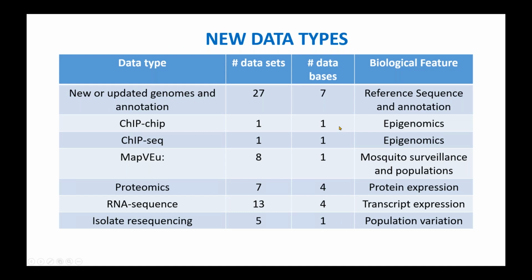The 62 data sets that we integrated spanned about 7 data types. There were 27 data sets that had new or updated genomes or annotation, 1 ChIP-chip, 1 ChIP-seq. Our VectorBase map view tool received 8 new data sets. And we had some proteomics, RNA sequencing, and isolate resequencing data also. Each of these different data types addresses a different biological feature, depending on the technique.